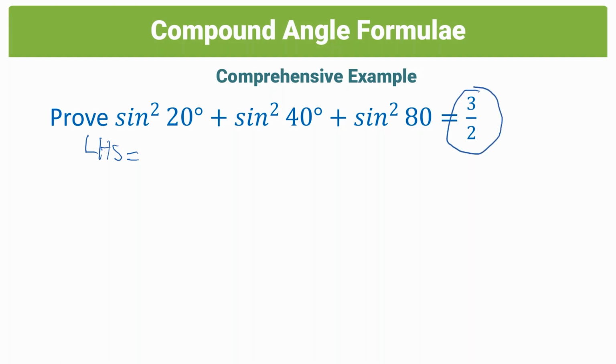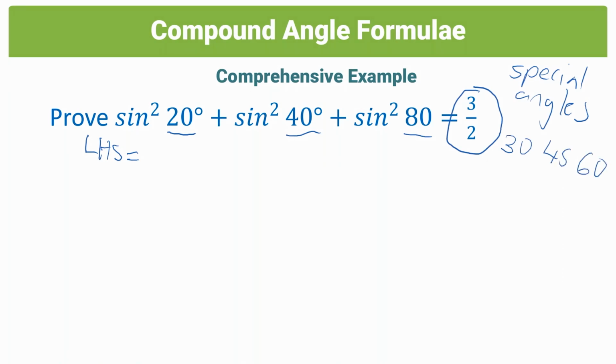So the only way you can get a 20, a 40, and an 80 to equal a number without using a calculator, and obviously it's assumed in this situation that we can't use a calculator because we're asked to prove something, the only way you can do that is by making use of your special angles, right? So our first step in a situation like this is always going to be to rewrite some of these angles in terms of our special angles, which are 30, 45, and 60.